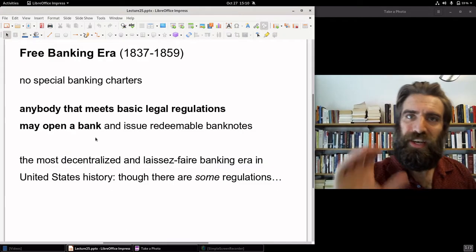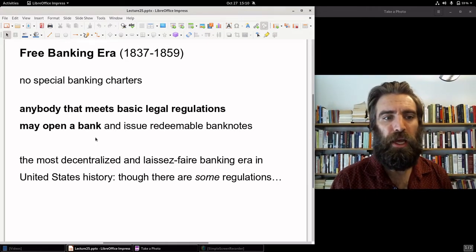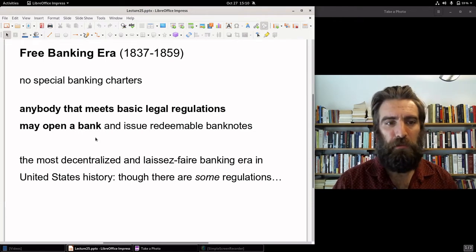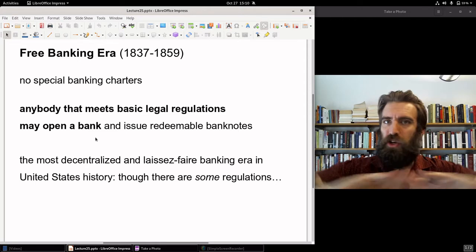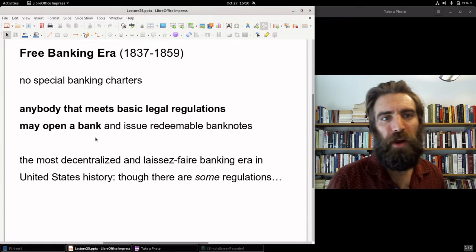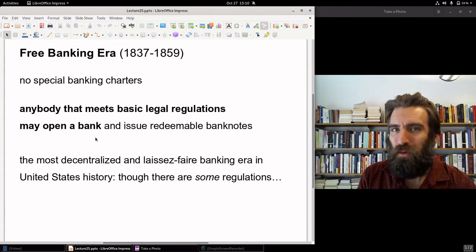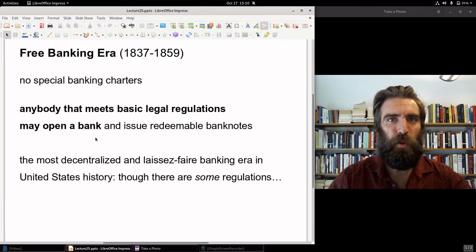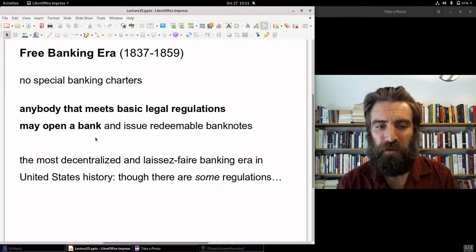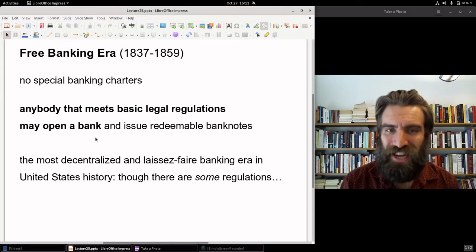This was the most decentralized and laissez-faire banking era in U.S. history, bar none. We haven't had anything like it before or since, but it was pretty much just an open field, free game. Now, there were some regulations, and the regulations were actually quite important. There's a Wild West type atmosphere about it, but it's not completely Wild West, and actually it was more organized and less chaotic than I think one might initially think.